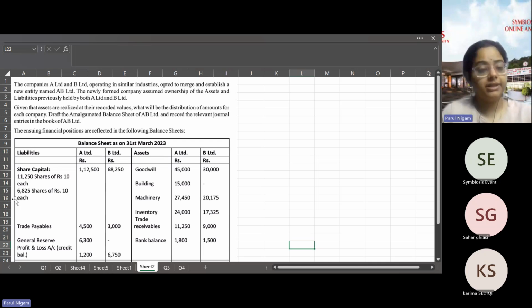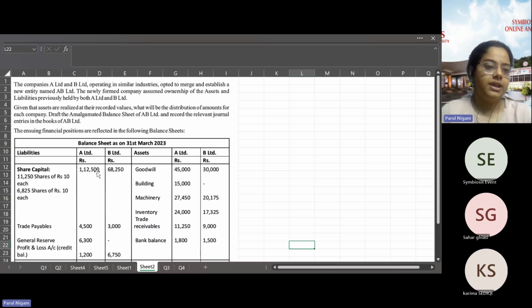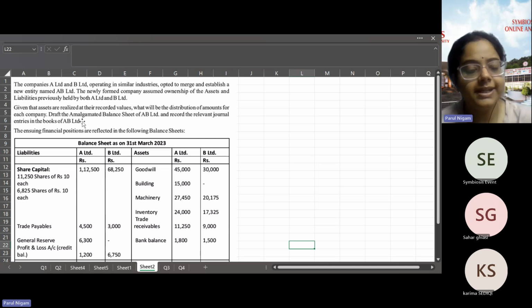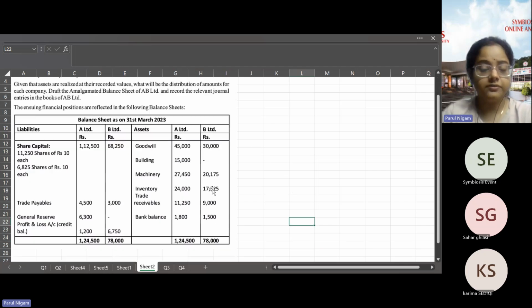The companies A Limited and B Limited operating in similar industries, they opted to merge and establish a new entity which is named AB Limited. So the newly formed company assumed ownership of the assets and liabilities previously held by both A Limited and B Limited. Given that assets are realized at their recorded values, what will be the distribution of amount for each company? We have to draft an amalgamated balance sheet. We have to record relevant journal entries as per the given data.